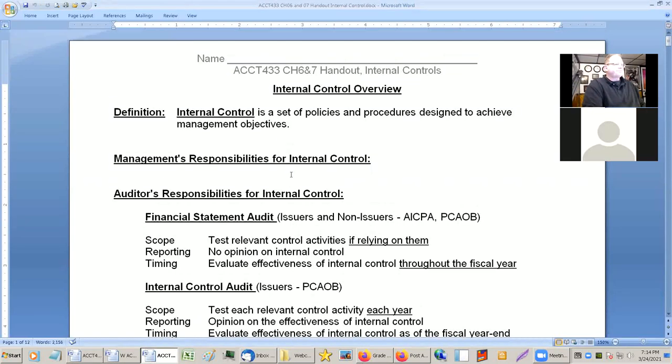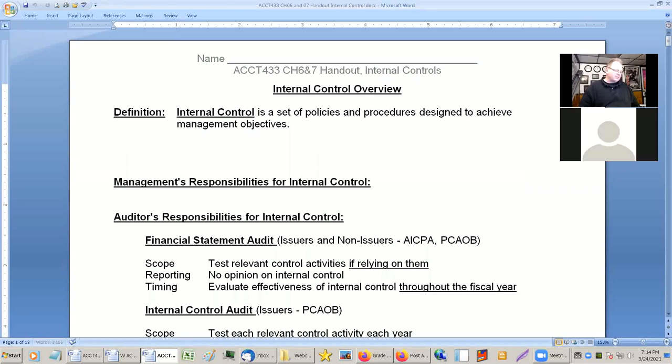Okay, so internal control. Internal control is probably, for a lot of reasons, one of the more difficult parts of auditing, or even just business itself. And internal control is a set of policies and procedures designed to achieve management objectives. So, you know, it's just policies and procedures.